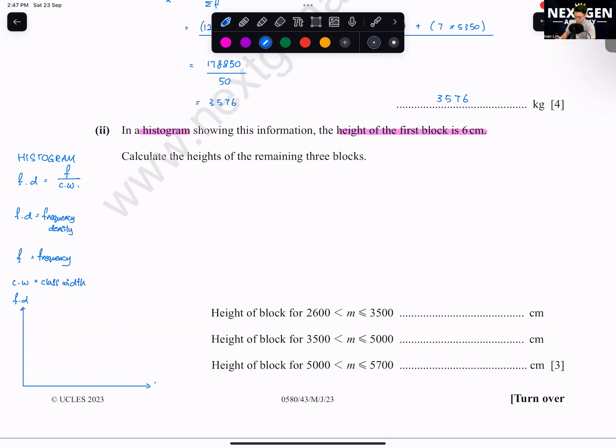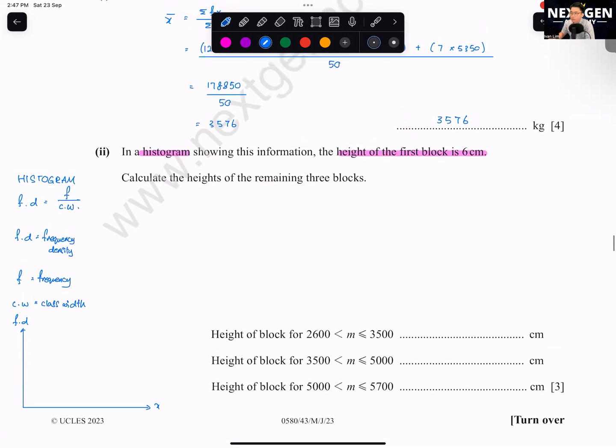Okay, then here is x. Wait, Darren says 178800. Yeah. Here I write 00, but I don't know why here I write 50. Blur already. Okay, frequency density.